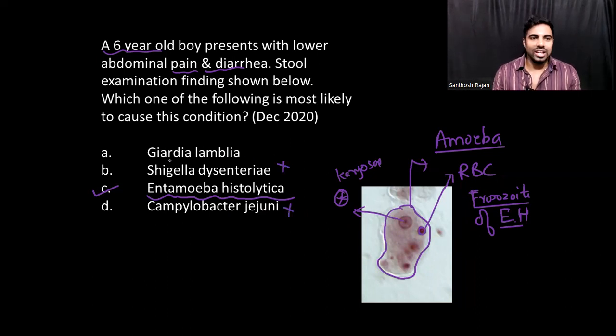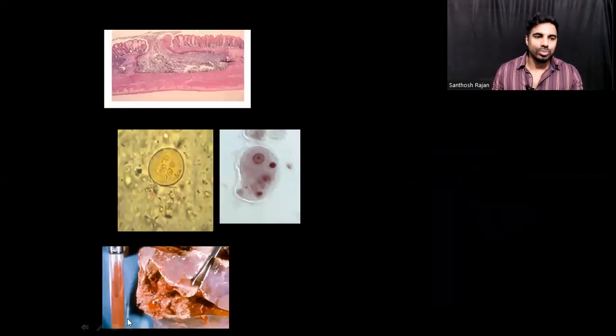Giardia, I'll show you now. Giardia, you'll never forget. I've made it so easy for you guys. But amoeba, there's only one, Entamoeba histolytica. So in the intestine, if an amoeba shape with RBC inside comes, never make a mistake. There's only one Entamoeba histolytica, which is pathogenic, which causes amoebic dysentery. Okay, you got it. Now, what are the other important points in amoebic dysentery?